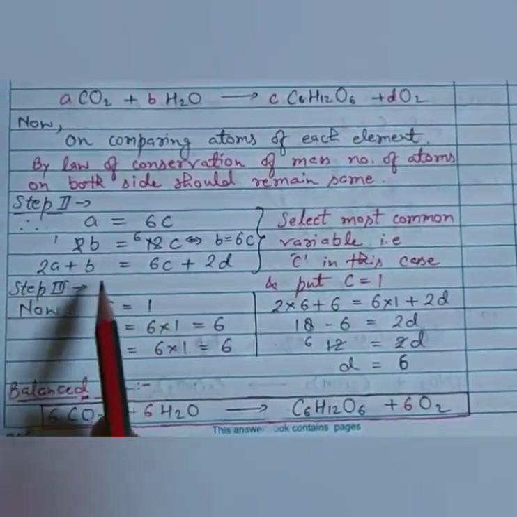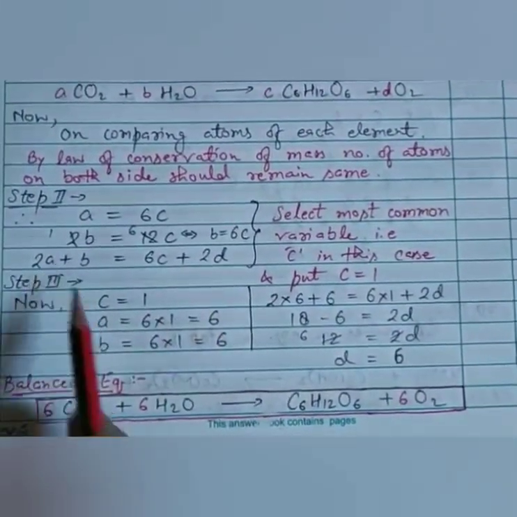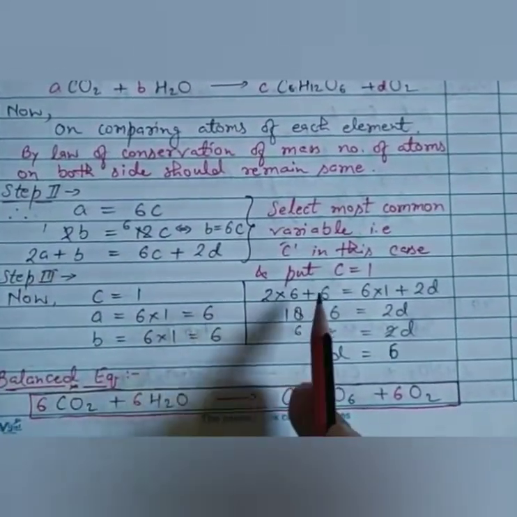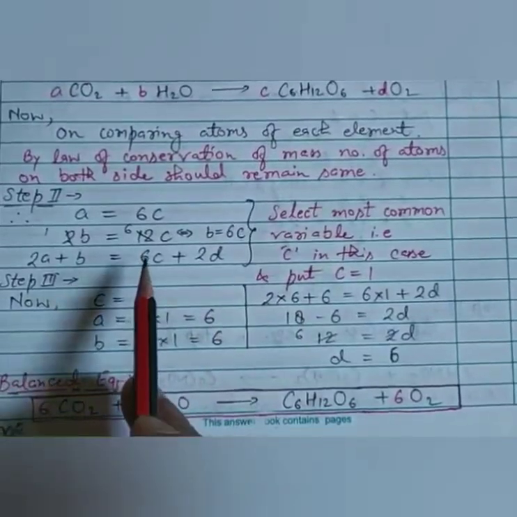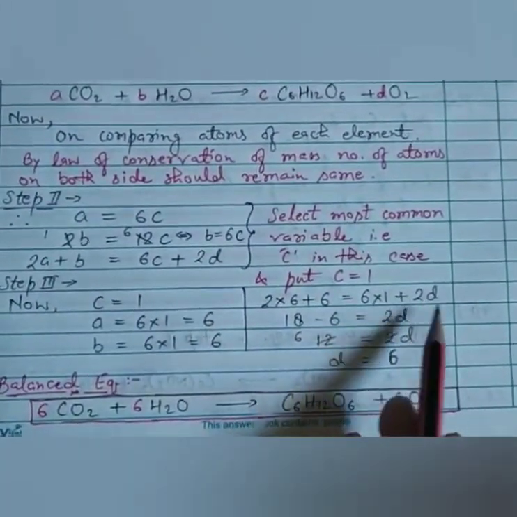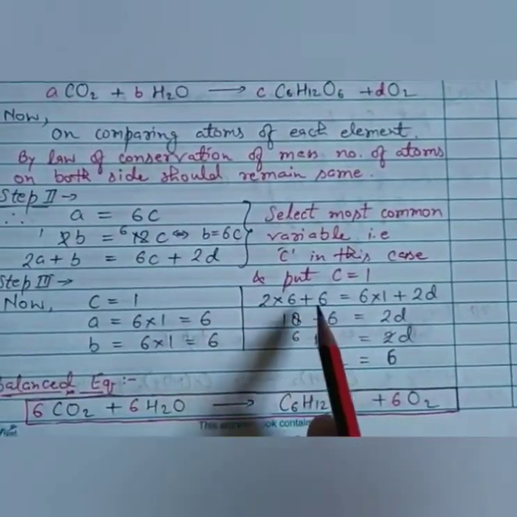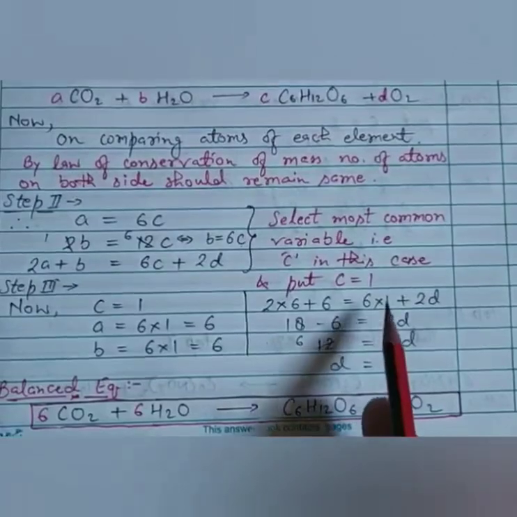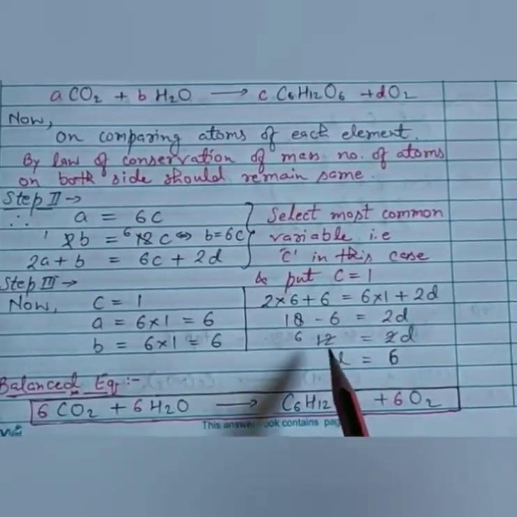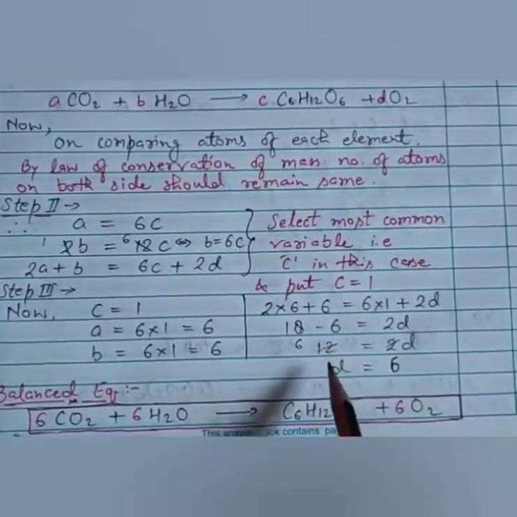In the last equation, if we put all the values of A, B and C, then 2 into A's value 6, plus B's value 6, is equal to 6 into C's value 1, that is 6 into 1, plus 2 into D. Now we solve it. 2 sixes are 12, plus 6 is 18. This 6 will come to the left side, 18 minus 6 becomes 12. The 2 will come in divide, so D's value is again 6.